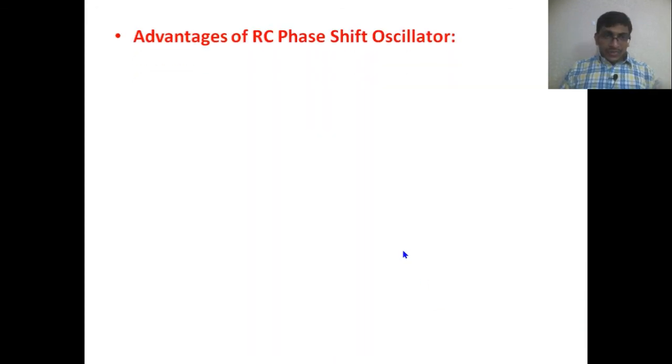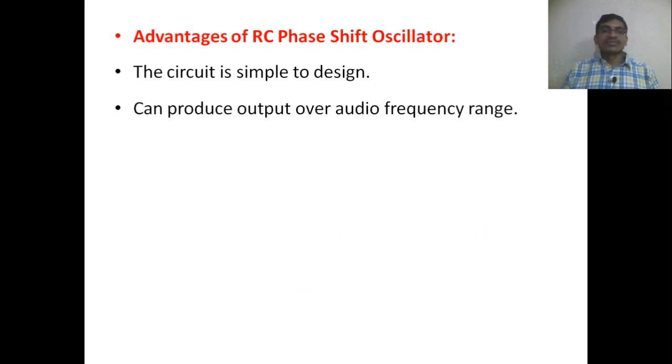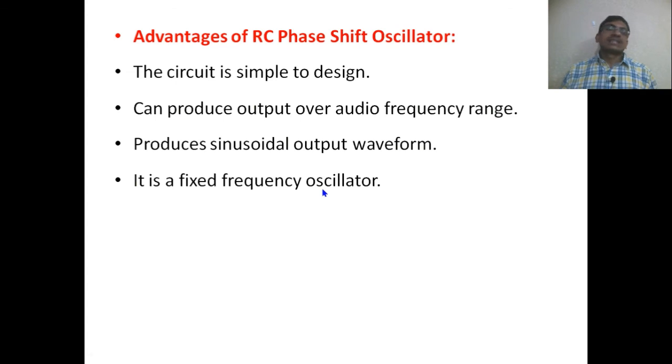If you see the advantages and disadvantages of the RC phase shift oscillator, the advantages are: the circuit is simple to design, very simple, only three RC sections and one op amp are enough. It can produce output over the audio frequency range. We already know RC oscillators are used to produce low frequency signals, which are audio frequency signals, and it produces a sinusoidal output waveform. It is a fixed frequency oscillator. Once the oscillator has been fixed to one frequency, it is constant only, so it is difficult to change the oscillator frequency.